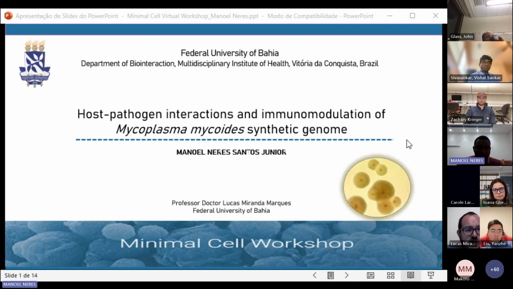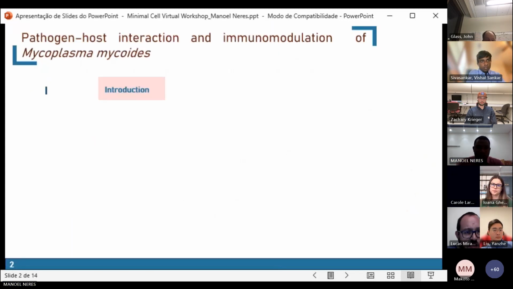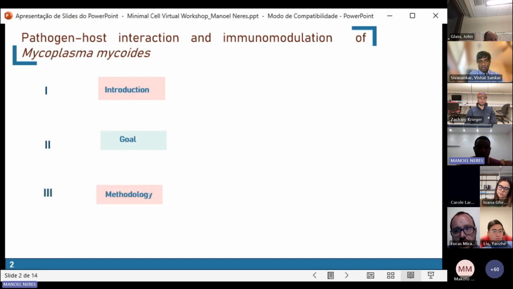This work is called Host-pathogen interactions and immunomodulations of Mycoplasma mycoides synthetic genome. This work is supervised by Professor Dr. Lucas Miranda Marques from the Federal University of Bahia, Brazil. During this work, we will go over some topics: a brief introduction, main goals, methodology, followed by future directions.